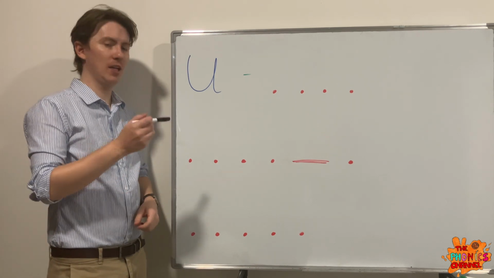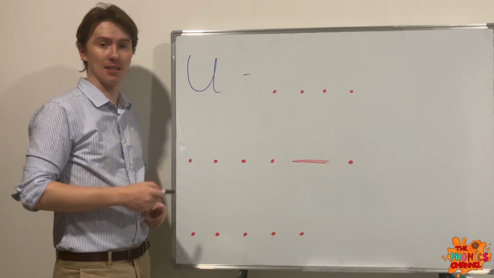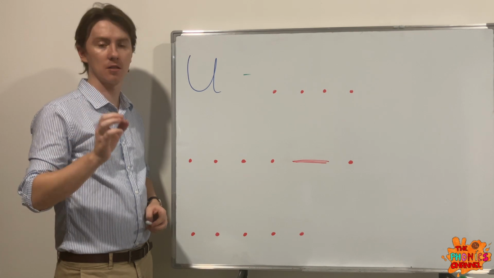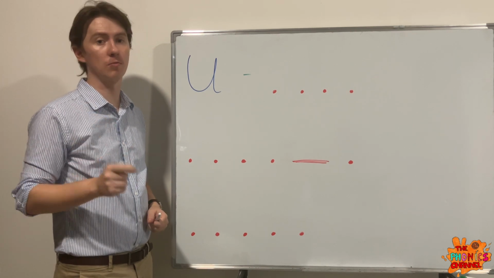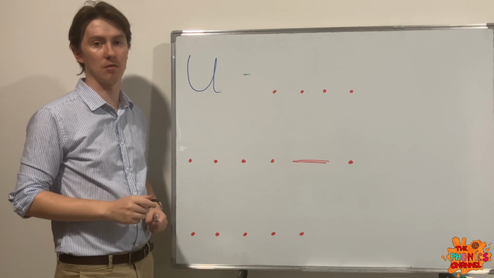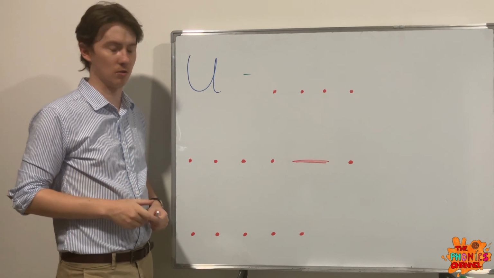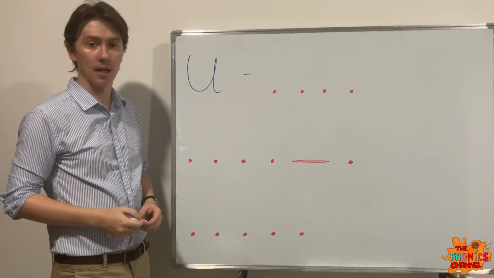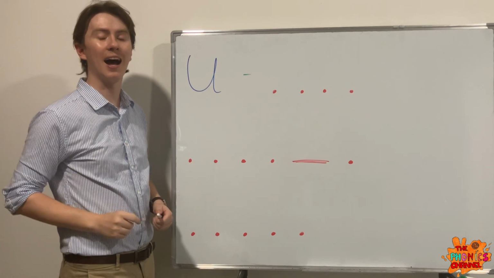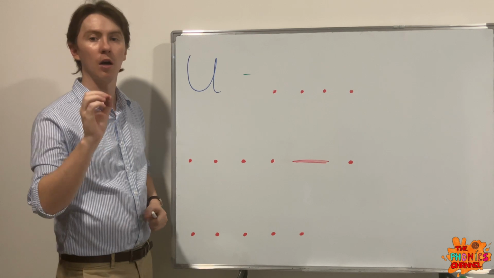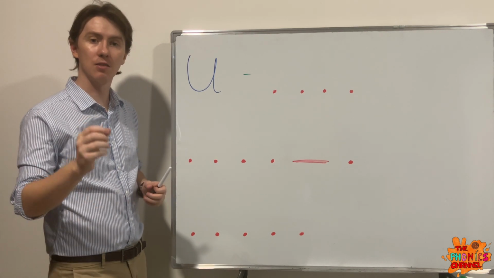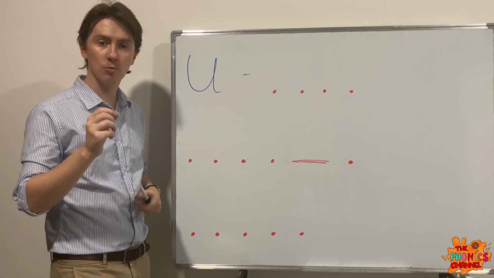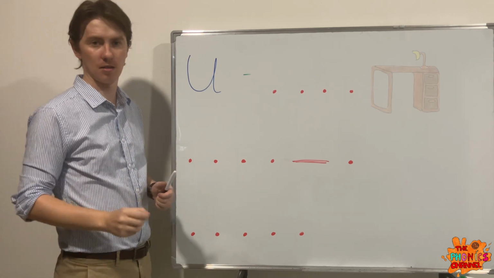Okay, so we know that this letter can make the long U sound, but it can also make the U sound in some words. Okay, so the single letter sound can be U as well. U, U, U. Let's put this single letter sound into some words then. And the first word is unit.